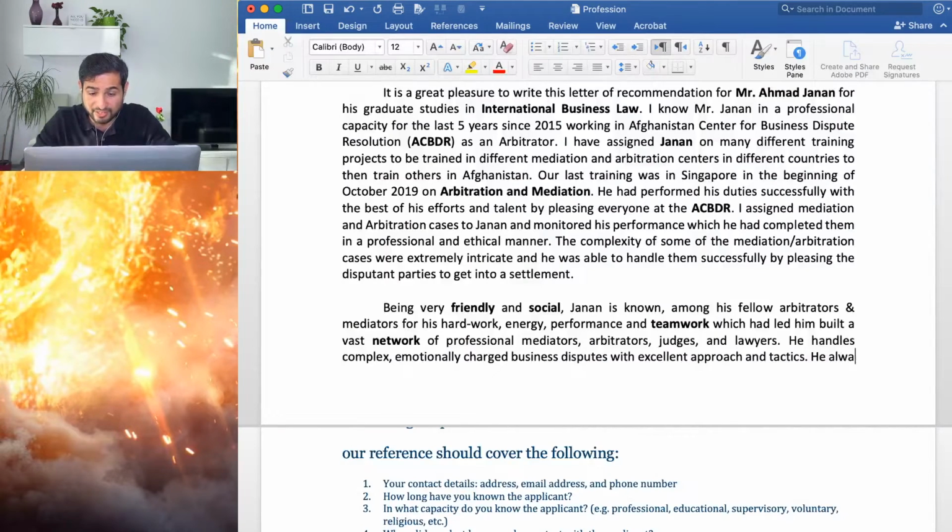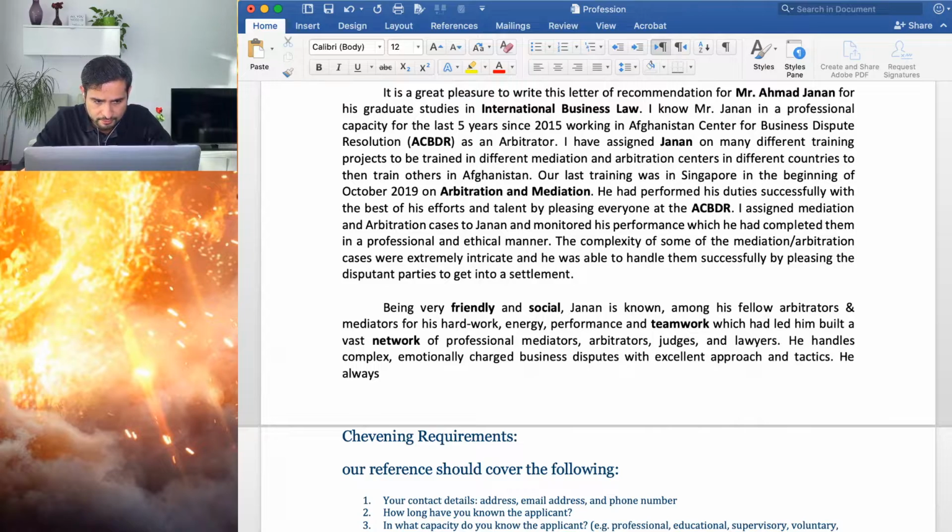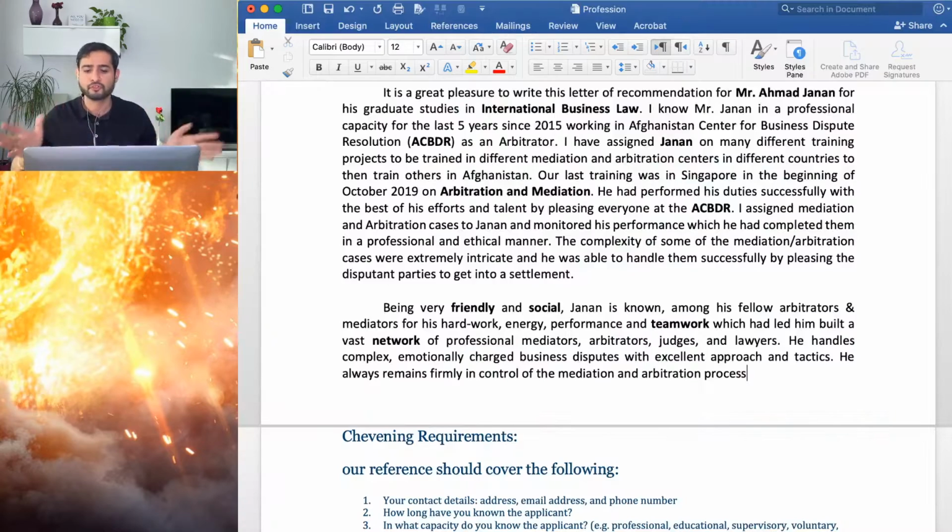And it's always good to give examples. He always remains firmly in control of the mediation and arbitration process. So for example, if you are a doctor, you operate, you cut people's body parts, you do heart operation, you cut people's chests, or you do brain operation, you can say, okay, you have to give an example because I said excellent, he handles with excellent approach and technique.